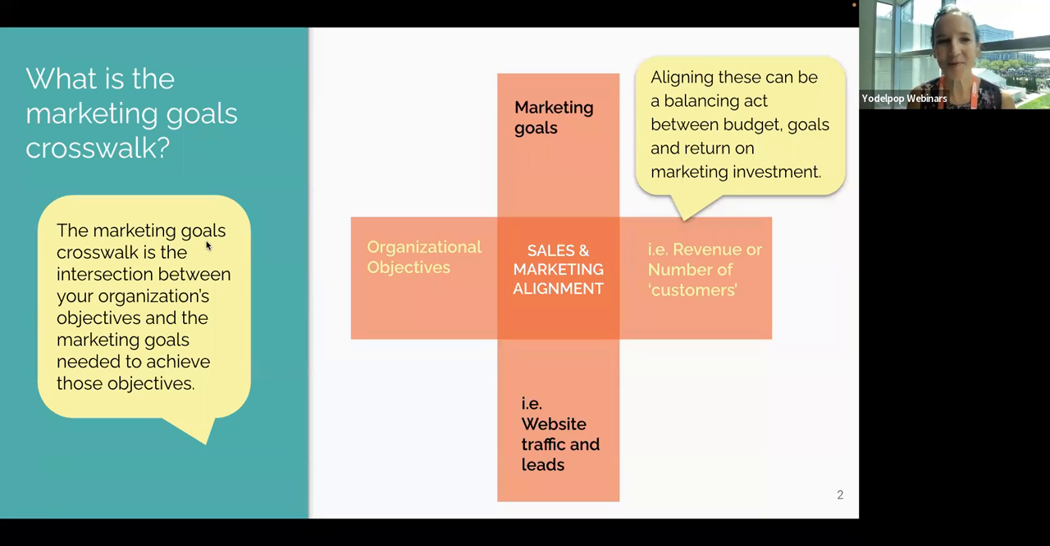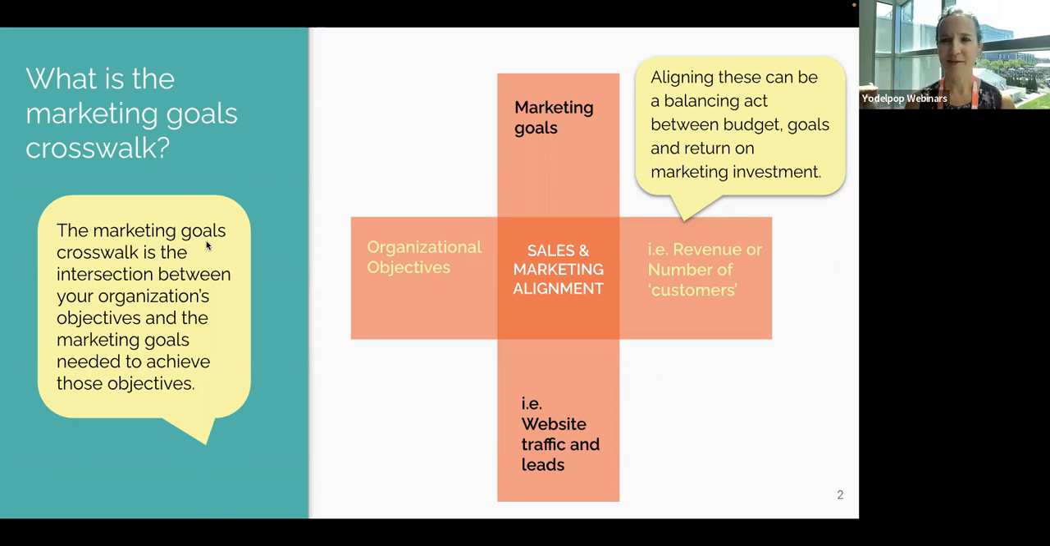What is the Marketing Goals Crosswalk? We have a nice visual here that wraps it all up and tells the story pretty succinctly. So you've got your organizational objectives. These are things like, at the rock bottom foundation, the mission of your organization. We help low-income people pay their veterinary bills. We support medical research to find a cure for a rare disease. We provide support to people in a professional community as a professional association. There's your rock bottom foundational objective.